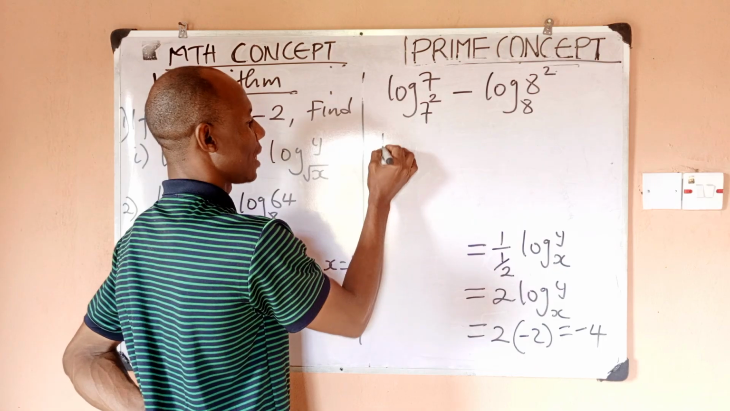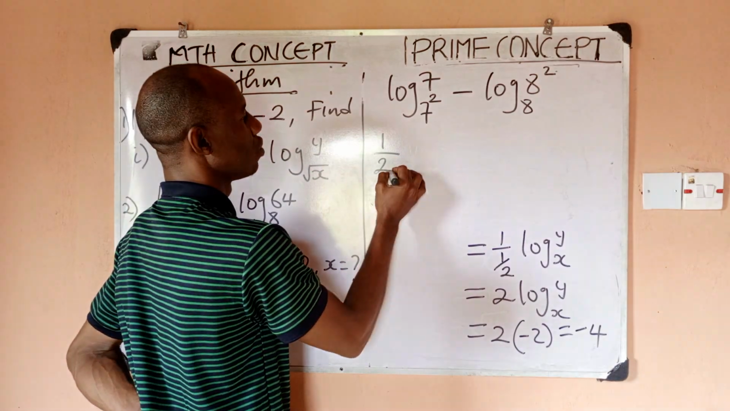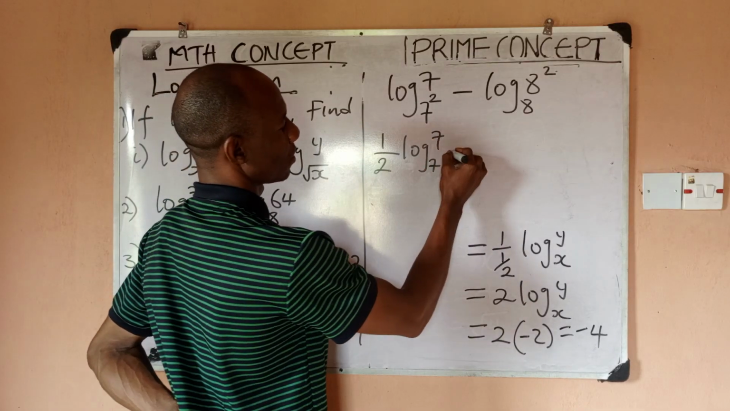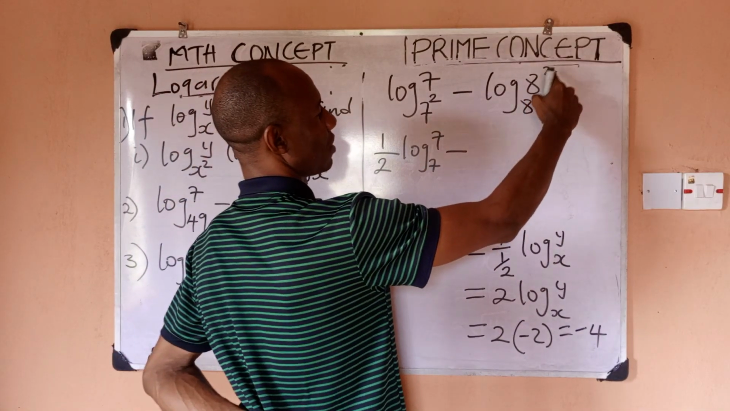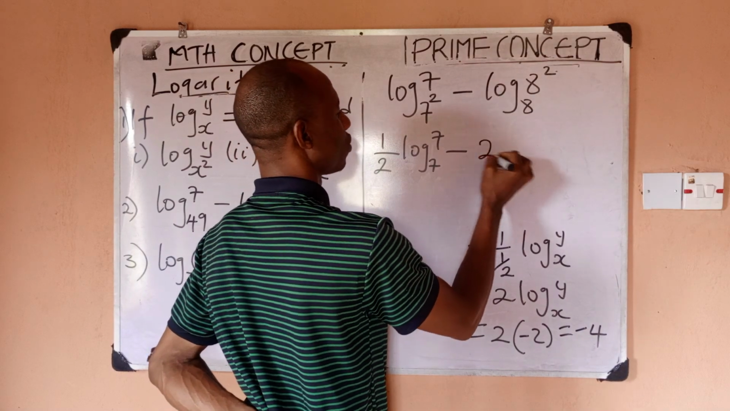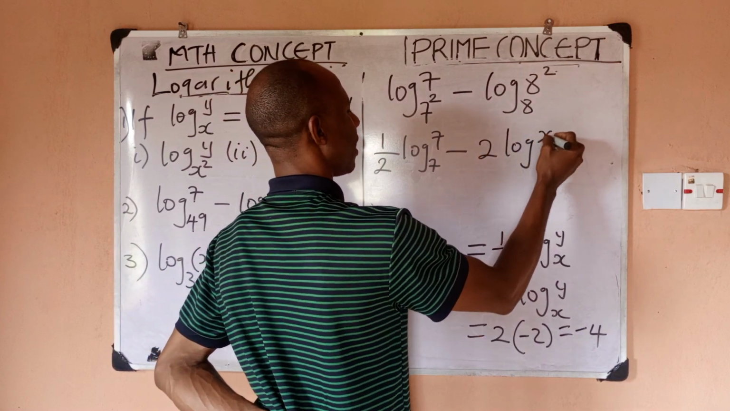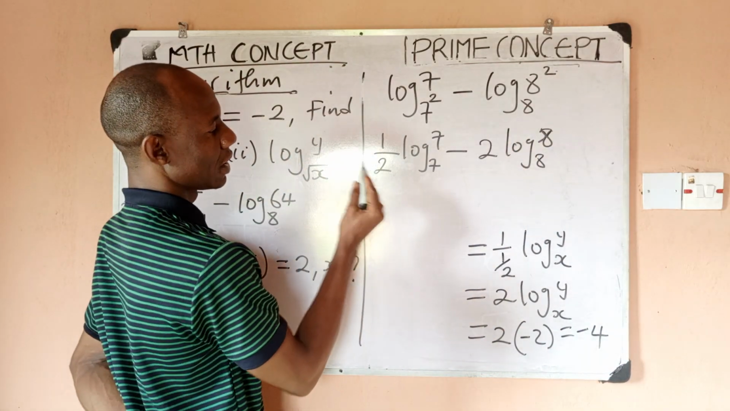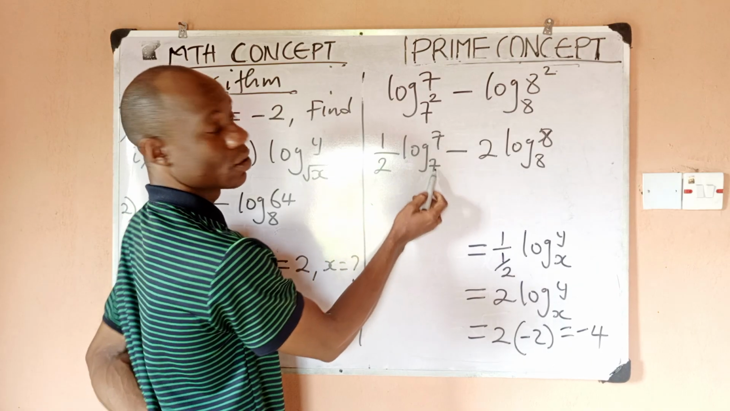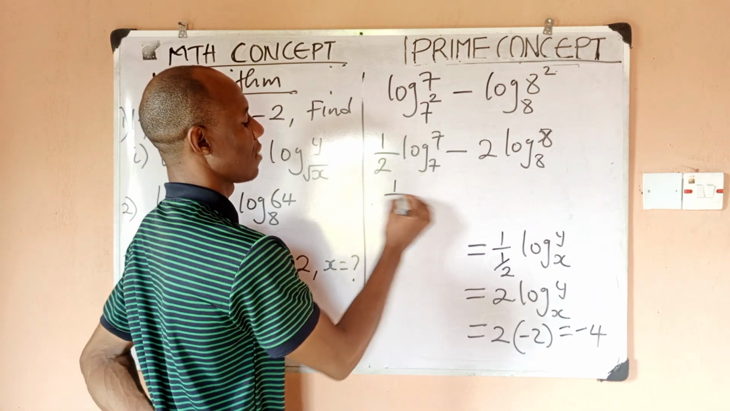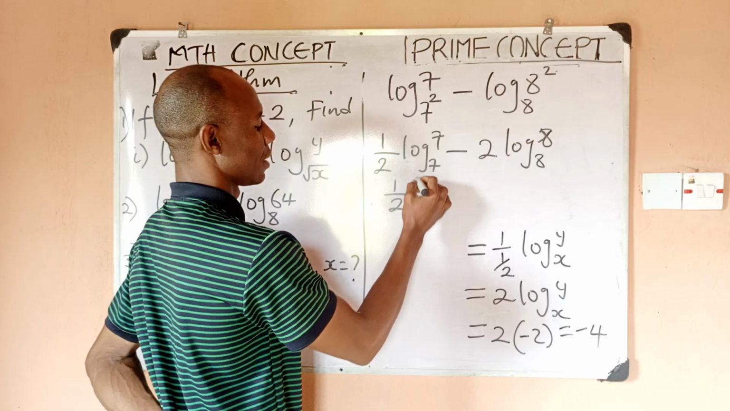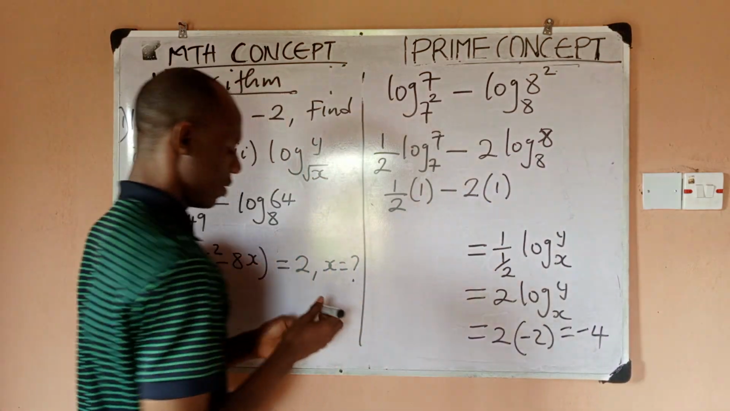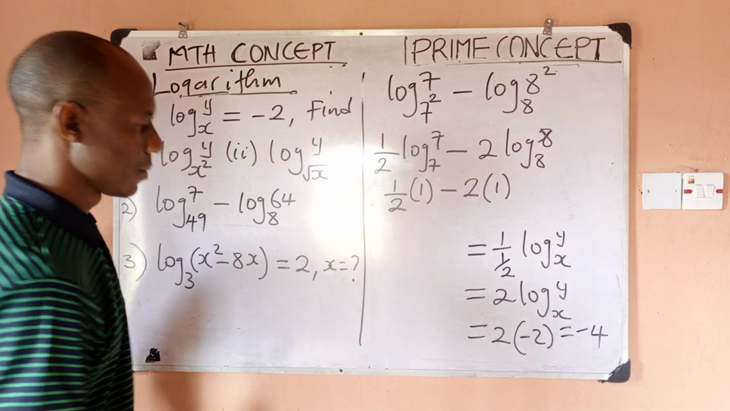So what do I have here? I'll write 1 divided by my power, which is 2, then log 7 base 7 minus, when this is having the power, now it will just multiply. So I have 2 log 8 base 8, right? Yes. Now you know that log of a number to the same base will give us 1. So I just have half times 1, right? Minus 2 times 1.